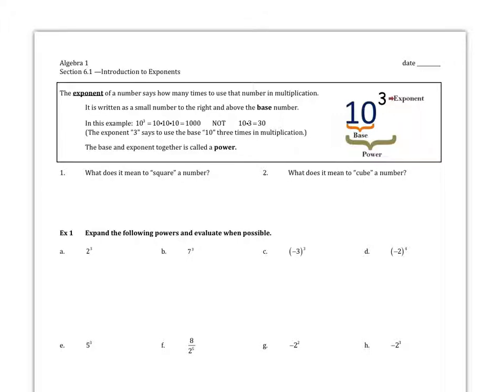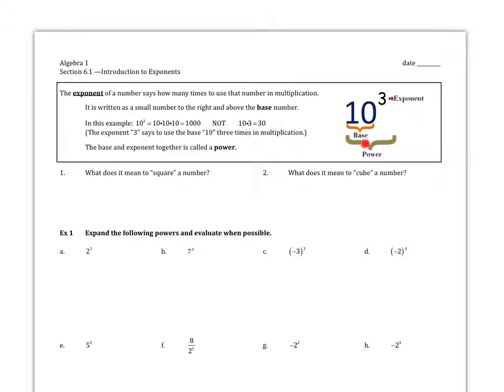Okay, so when you look at an exponent here, the exponent is actually that little raised number. So in this case, it's the 3. So we have 10 to the third is how you say this. And so that 3 we call the exponent. 10, the number that's being raised to the exponent, that's called the base.